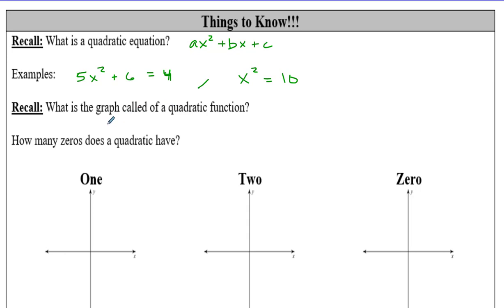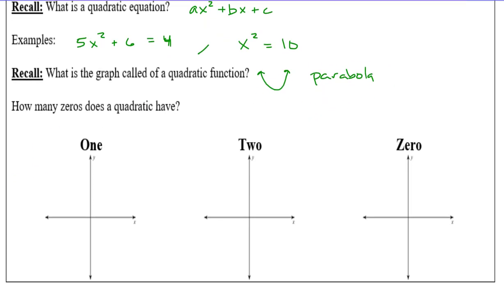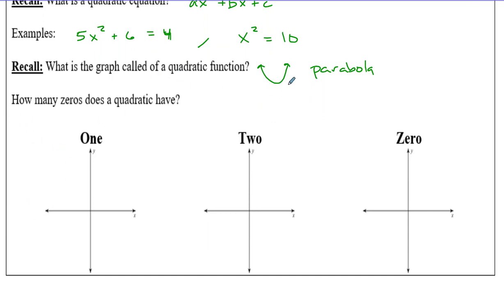Okay. The other thing that we want to recall, what is the graph called of a quadratic function? We know it looks something like this, and it is called a parabola. For those of us who forgot, good thing to know. All right, so I gave you these 3 different graphs here because we know. Alright, imagine this parabola was here.